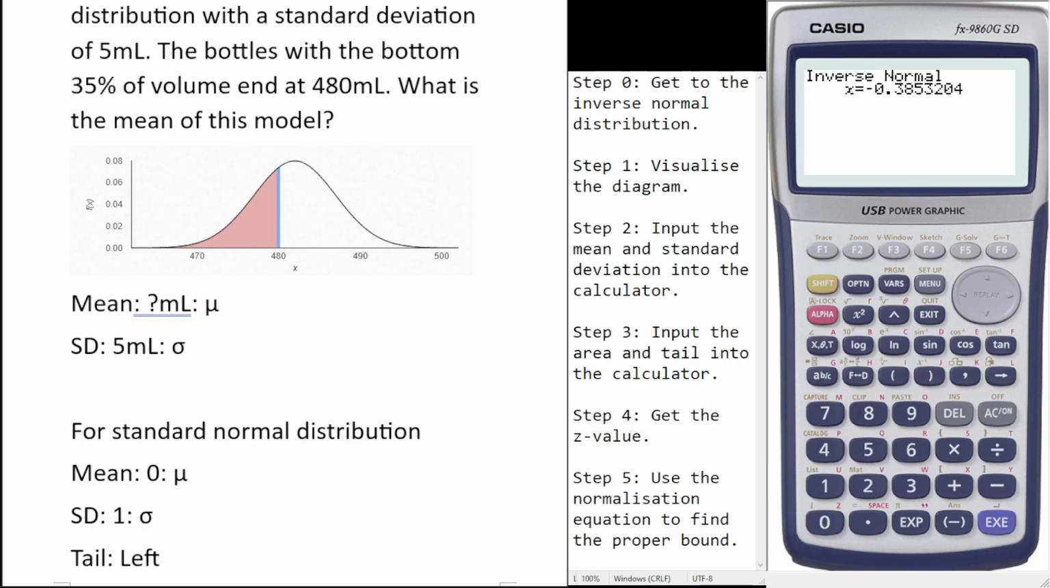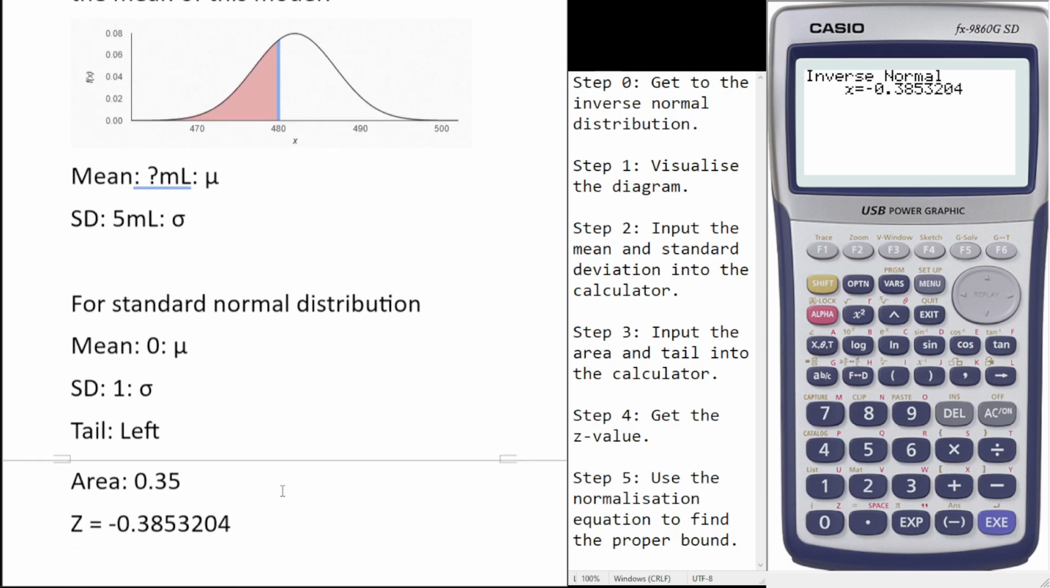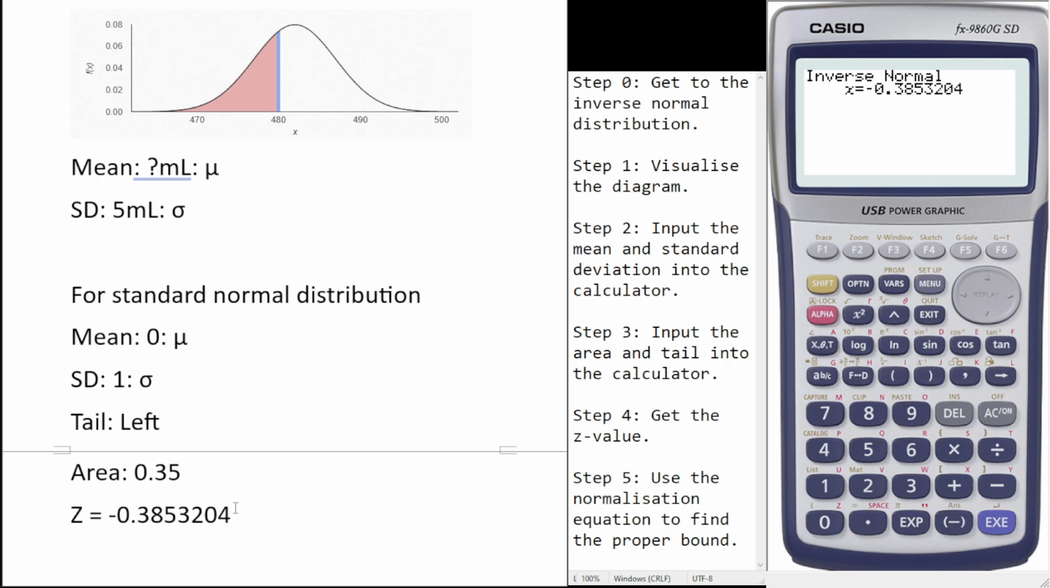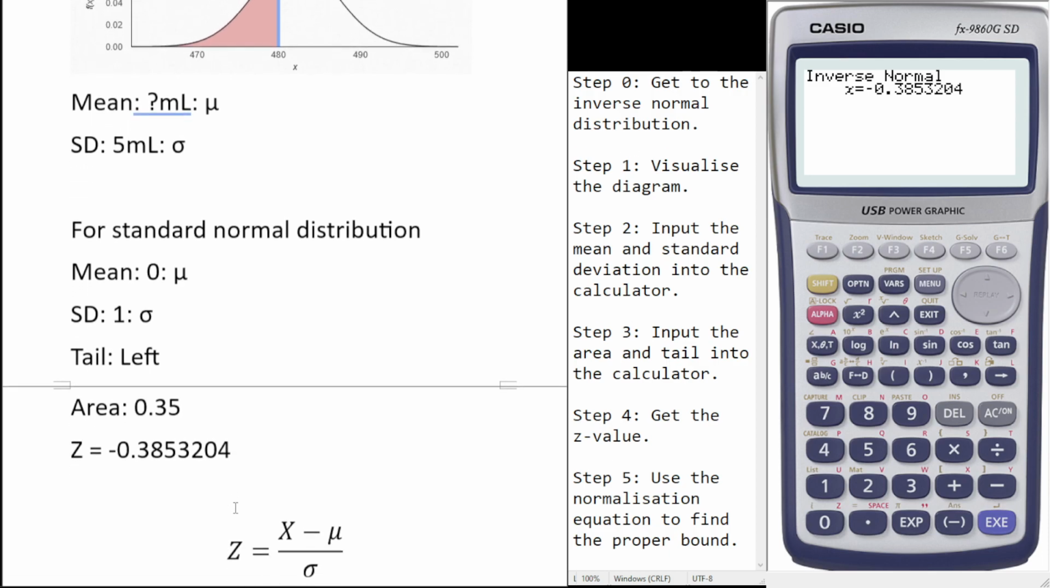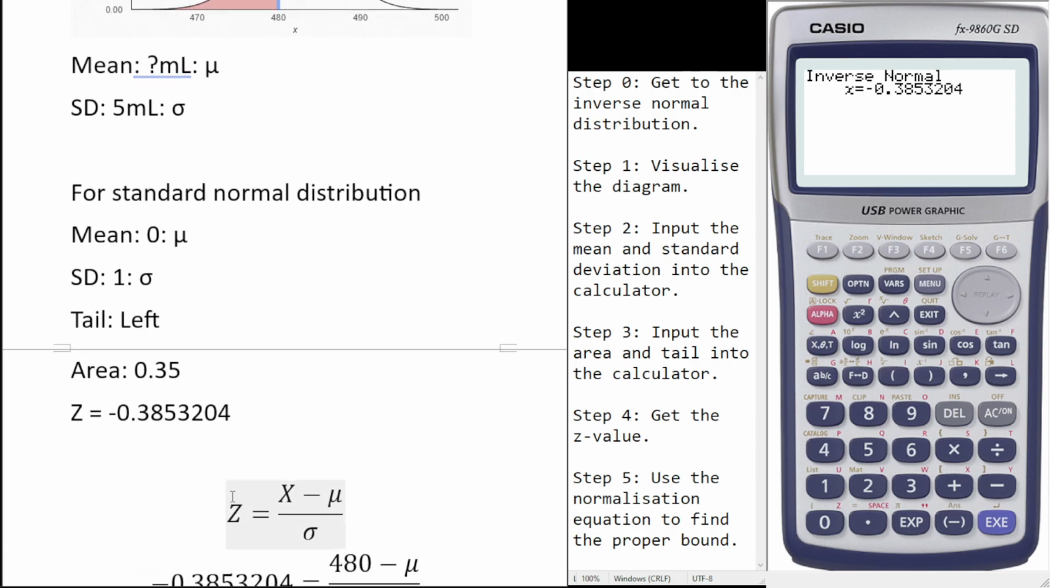We get the z value of negative 0.3853204, which we have like so. This number being negative makes sense because it's to the left of 0, which is the standard mean. Now we plug this number into this equation here.